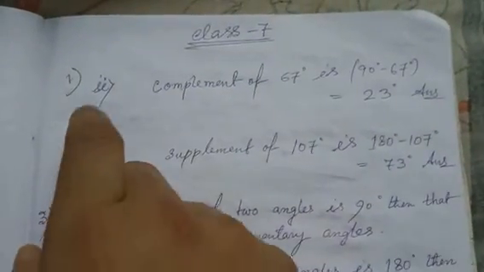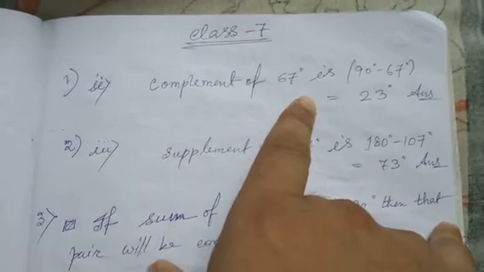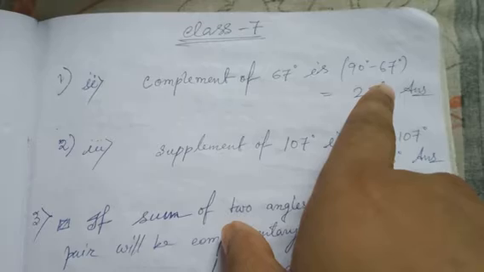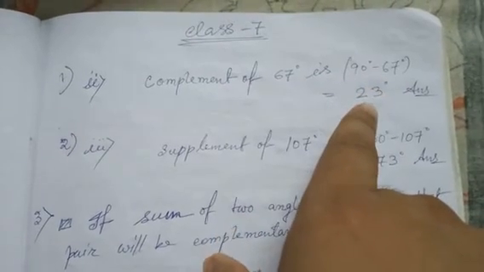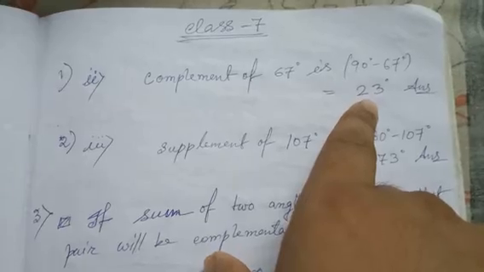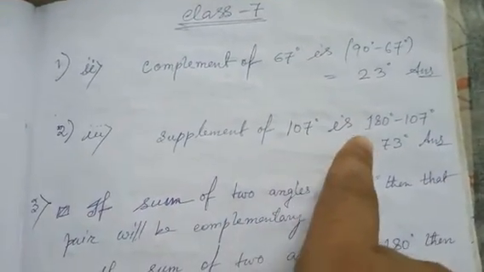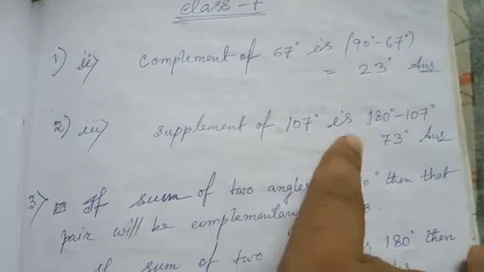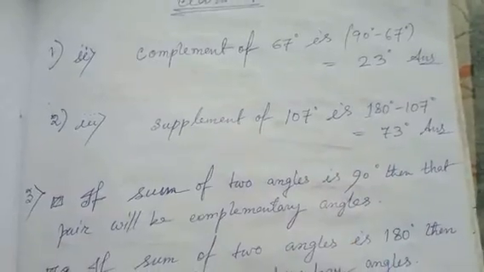First, find the complement of any angle. How to find this? The complement of 67 degrees is 90 minus 67. Just subtract from 90, then we get the complement of any angle. Then the supplement of 107 degrees: subtract the angle from 180 degrees, then we get the supplementary angle, which is 73 degrees.